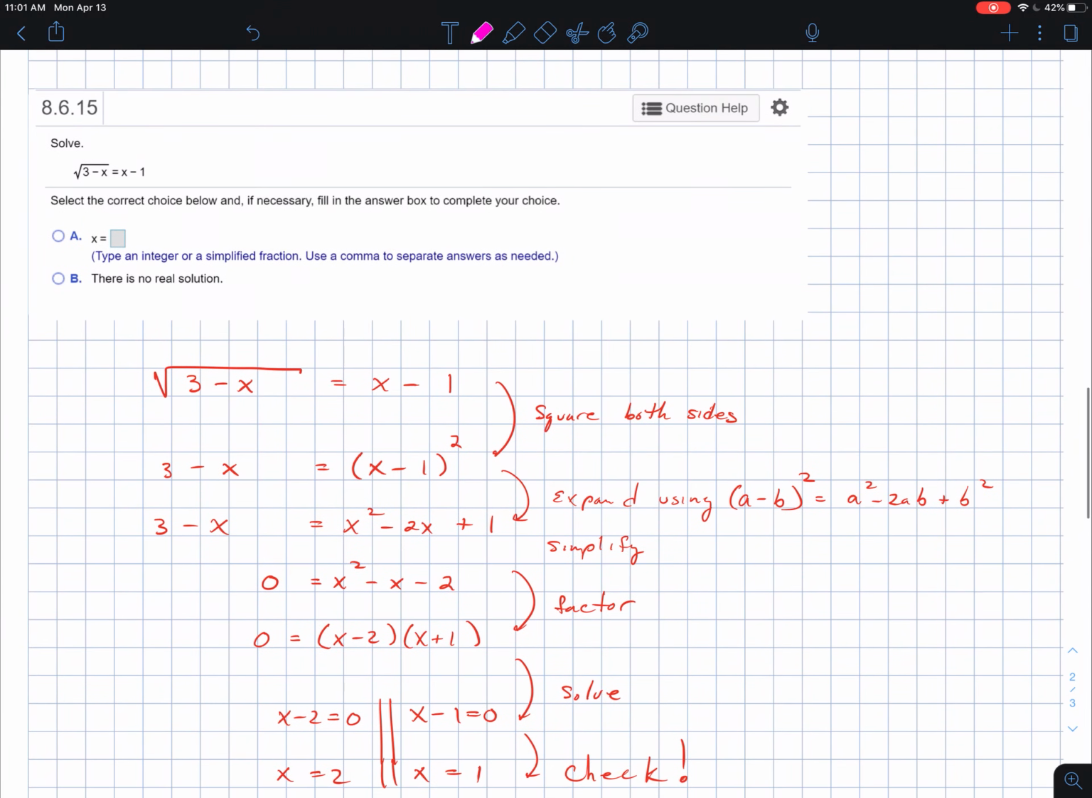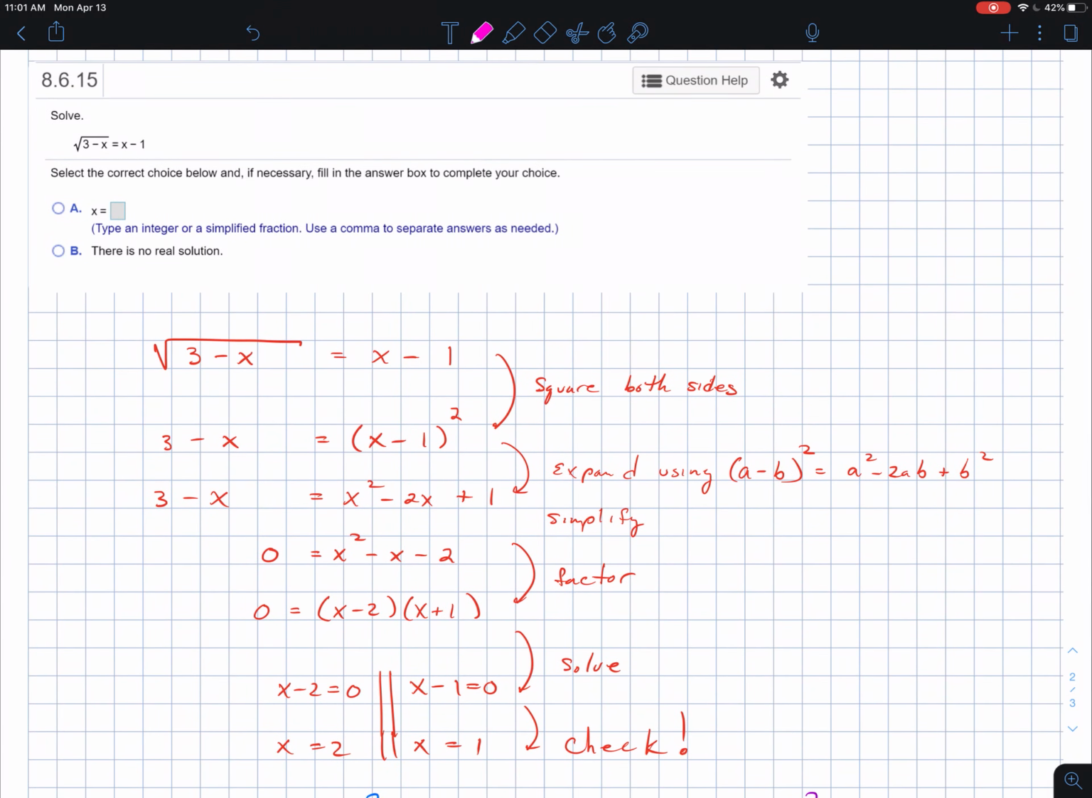All right, let's look at this one. This one's going to take us a little while to go through. Now we have solve the square root of 3 minus x equals the quantity x minus 1. As you can see, in the first step I rewrote the original problem. In the second part, I squared both sides. The third step, I expanded the binomial, x minus 1 squared, using our special factoring form that we learned previously. It makes it a lot easier and nicer.